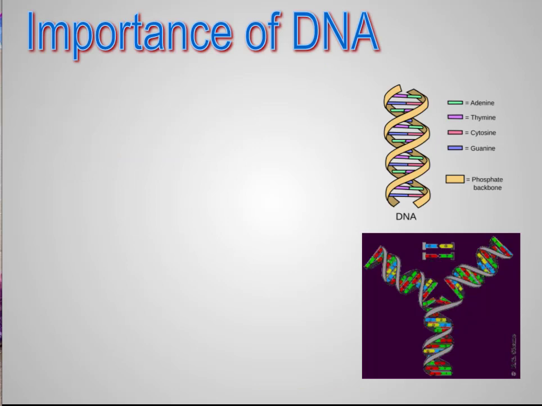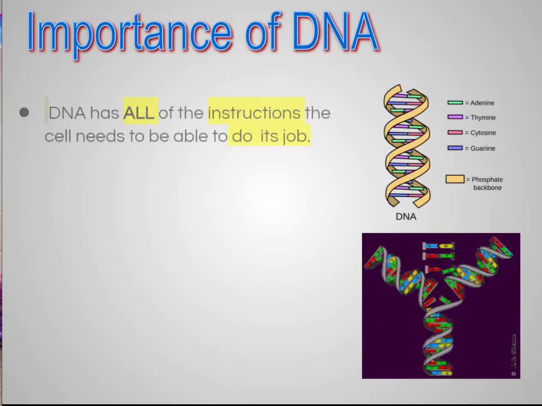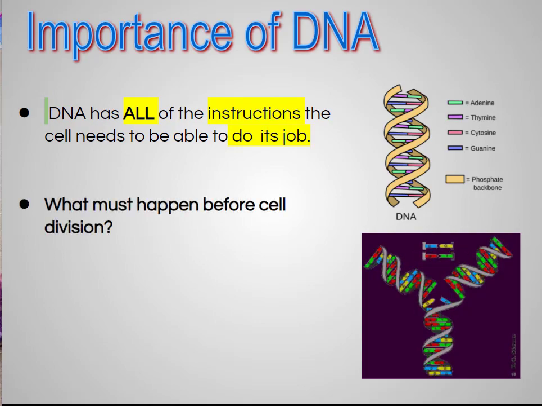So we do need to talk about DNA one more time and why it's so important in dealing with cell division. So, like we've talked about, DNA has all of the instructions that the cell needs. It has the instructions on how the cell is going to function, when it needs to be replaced, what it's going to do, how it's going to do it. So DNA plays a very vital role in all of this.